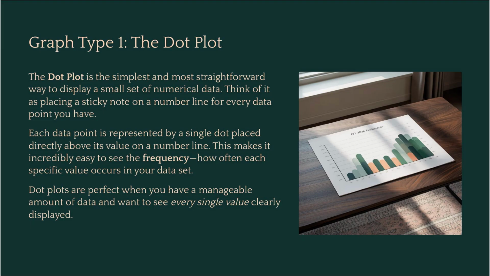The simplest graph is the dot plot. It's perfect for when you have a small set of numerical data. To create one, you take every single data point and represent it with a dot right above a number line. This makes it incredibly easy to see the frequency, that is, how often each value occurs. The taller the stack of dots, the more frequent that number is.